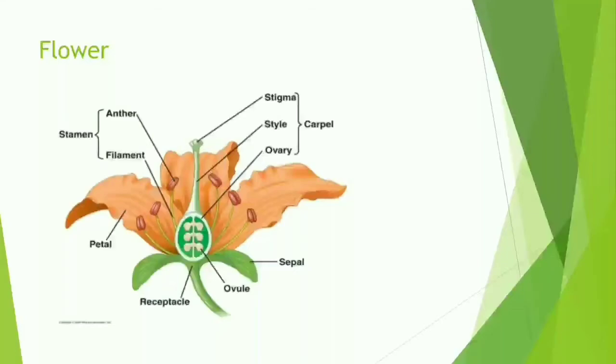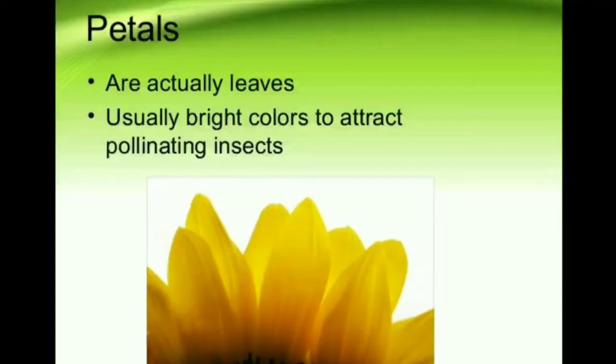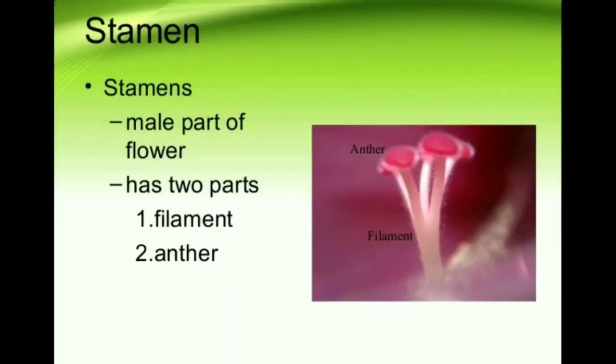Parts of a flower. Look at the picture. At the bottom of the flower, you will see green tiny leaves. They are called sepals. They protect the flower when it is a bud. You know that petals are actually leaves, and they are usually bright in color to attract the pollinating birds or the pollinating insects. Next is the stamen. It is the male part of the flower, and it has two parts, filament and anther.